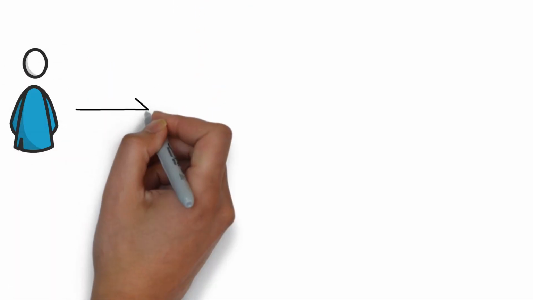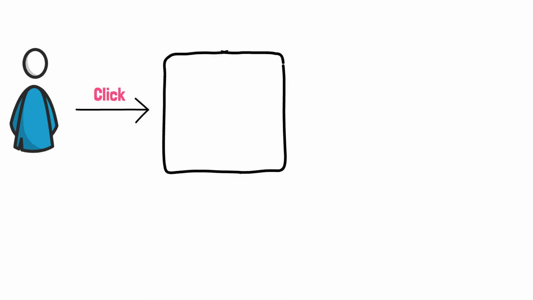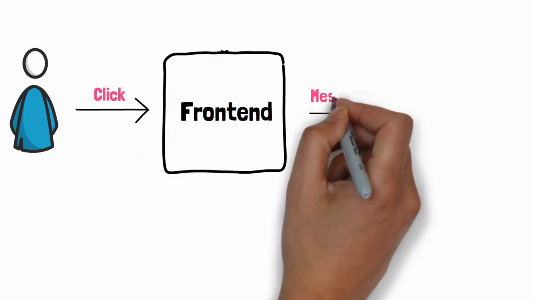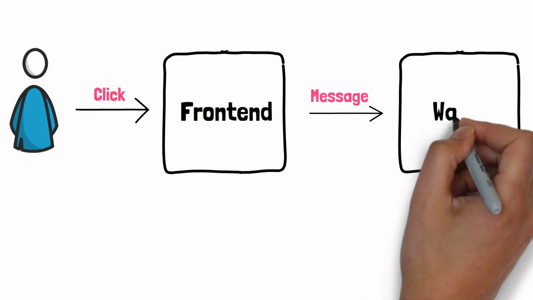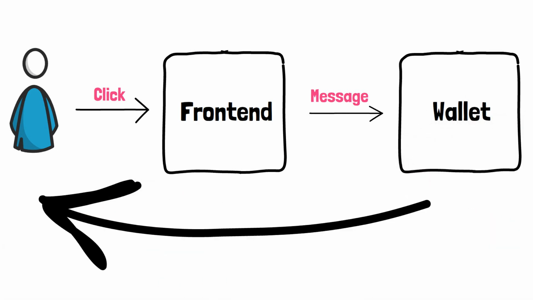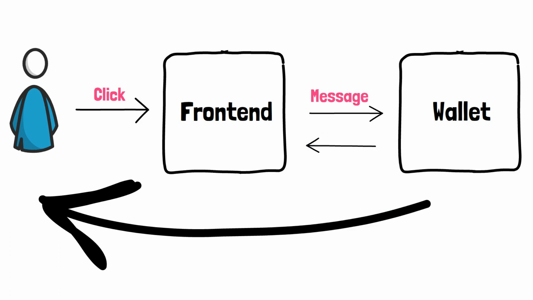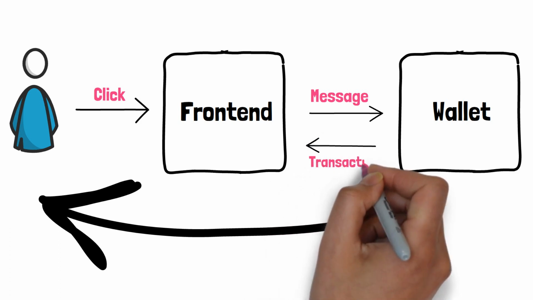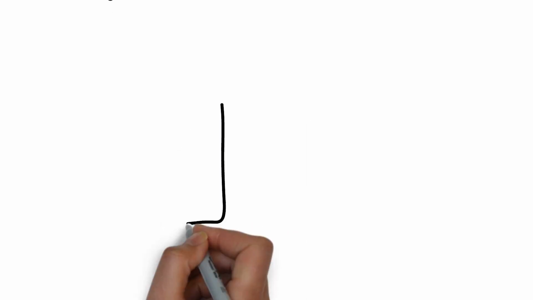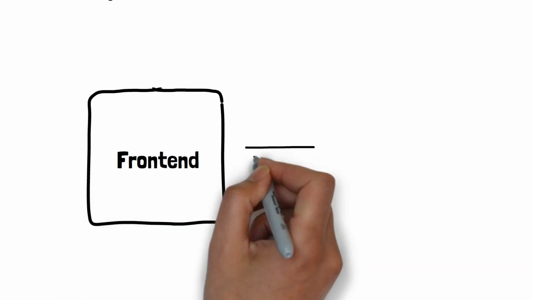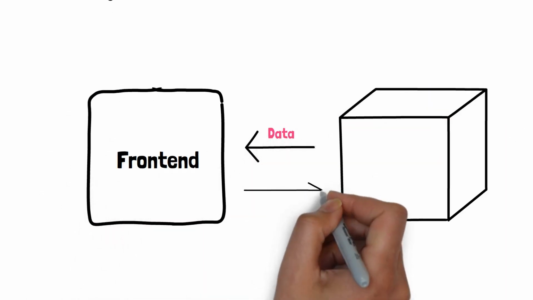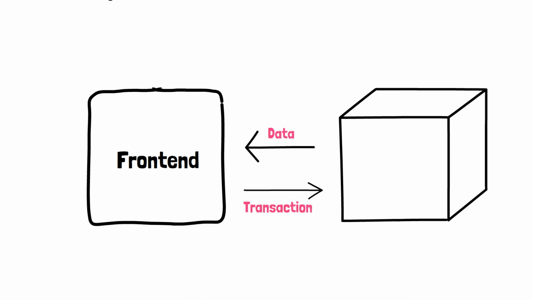Here's a typical interaction between a frontend and a wallet. The user clicks on a button to initiate an action, like buying a token. The frontend sends a message to the wallet. The wallet asks the user to confirm the action. And finally, after the confirmation, the wallet signs a message with the details of the action. That's what we call a transaction. The frontend also interacts with the blockchain. It reads data from the blockchain, and it also sends transactions to the blockchain.